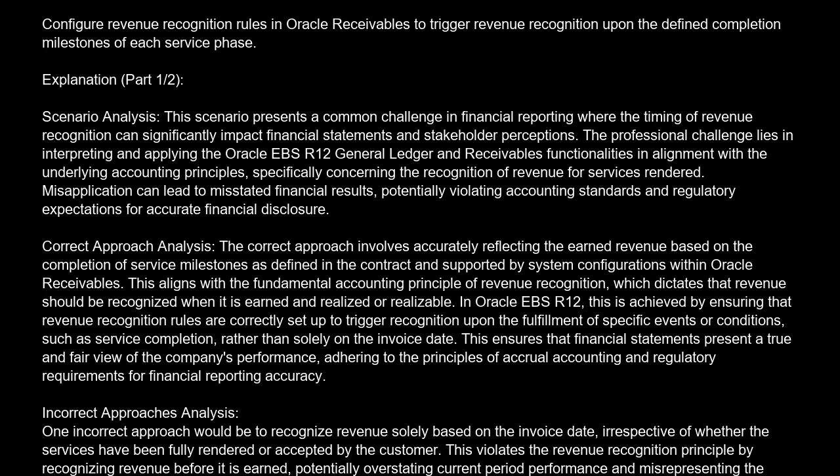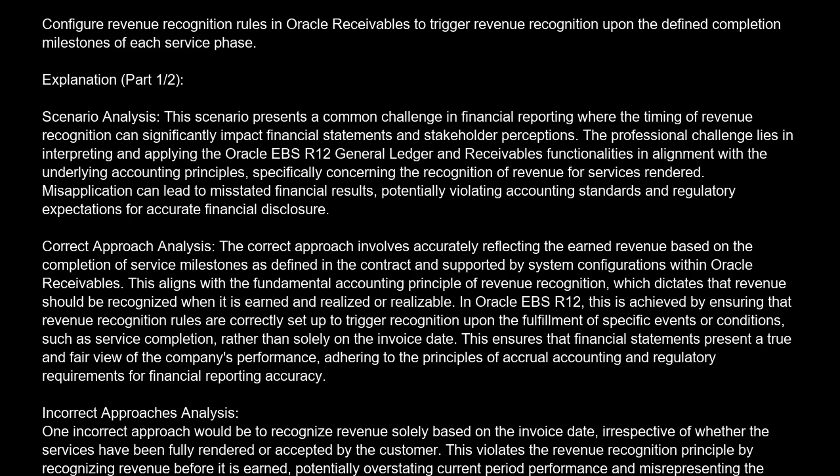In Oracle EBS R12, this is achieved by ensuring that revenue recognition rules are correctly set up to trigger recognition upon the fulfillment of specific events or conditions, such as service completion, rather than solely on the invoice date. This ensures that financial statements present a true and fair view of the company's performance, adhering to the principles of accrual accounting and regulatory requirements for financial reporting accuracy.